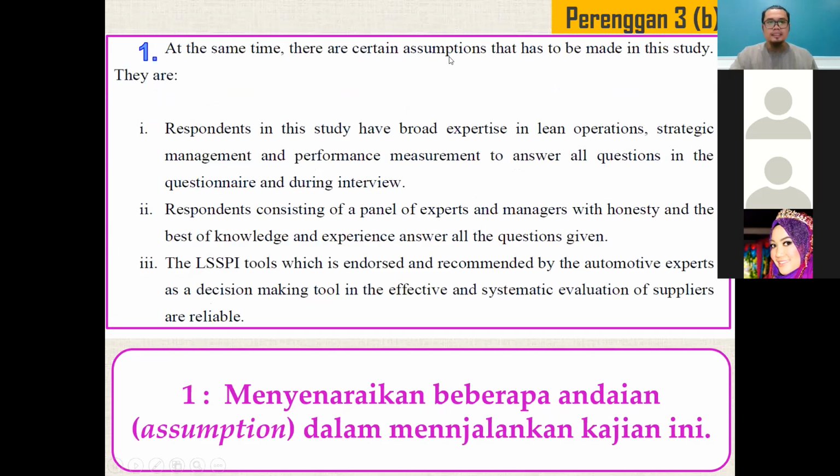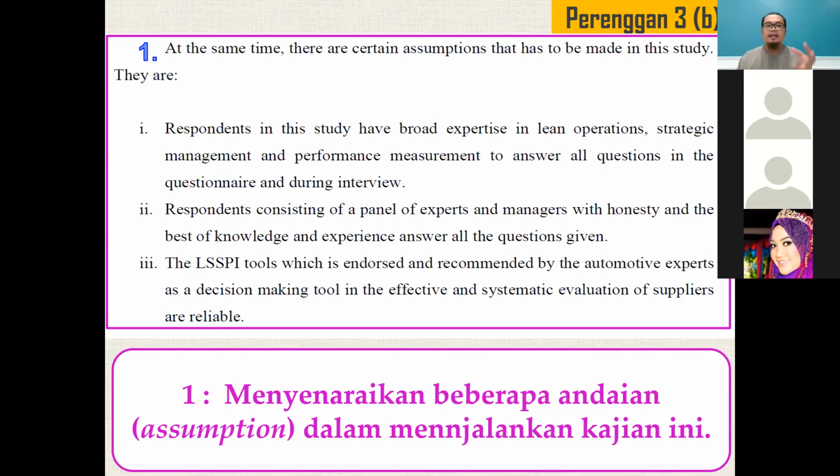Next, at the same time there are certain assumptions. Because scope and assumption, this is the assumption. Respondents in the study have broad expertise in lean operation and strategic management. I need to make sure that all the respondents and participants in the case study are actually experts in lean operation, strategic management and performance. Then for assumption number two, I highlight that respondents consist of panel experts and managers with honesty and the best knowledge. For the expert evaluation, I also choose from the right panel of experts.